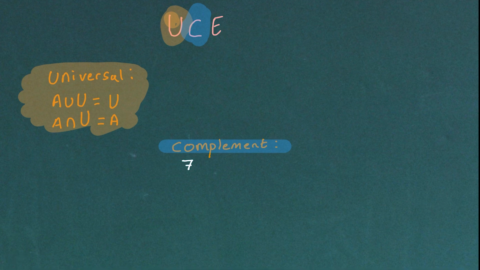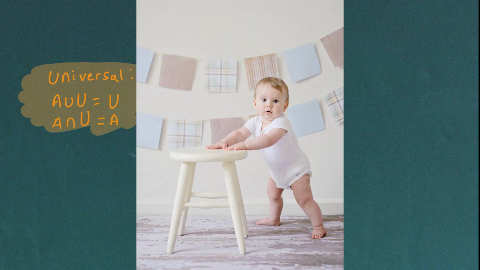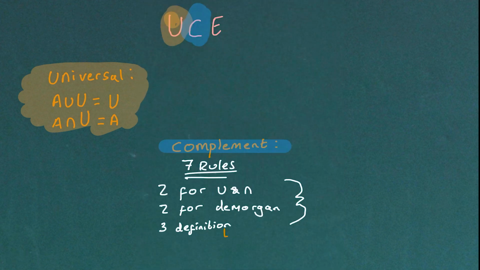There's 2 for De Morgan, and how we remember De Morgan's law is that in our last video we proved De Morgan's law. So, we proved it. We must remember it. Otherwise, it's like raising a child and forgetting its name. It just can't happen. And the last 3 are basically definitions of when you're using the complement.